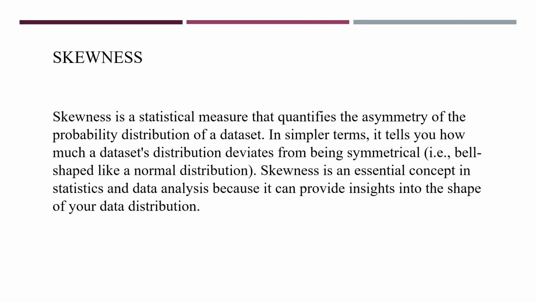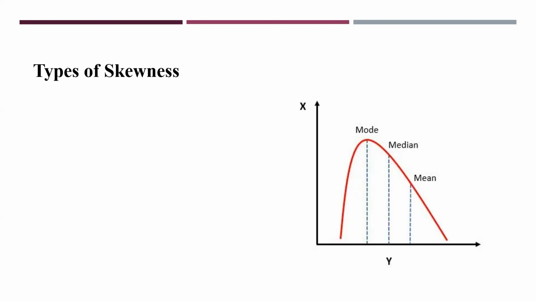So what is skewness? Skewness is a statistical measure that quantifies the asymmetry of the probability distribution of a dataset. In simpler terms, it tells you how much a dataset's distribution deviates from being symmetrical, that is, bell-shaped like a normal distribution. Skewness is an essential concept in statistics and data analysis because it can provide insights into the shape of your data distribution.